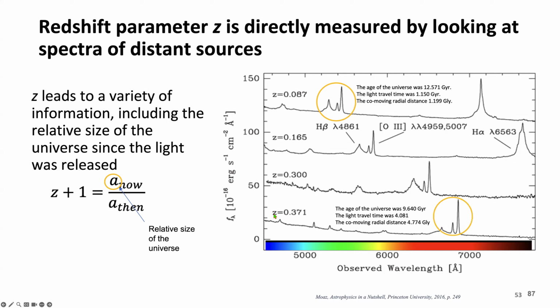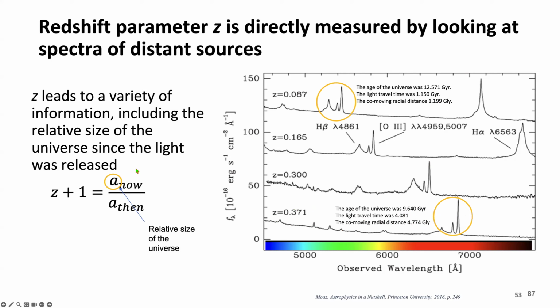Here's another example with a much higher redshift. This light was emitted when the universe was less than 10 billion years old. And that light traveled for 4 billion years. You see the sum of these two is essentially 13.8. And now this object is, since it's moving away from us, not 1.2 billion light years from us. It's 4.7 billion light years away from us now because of the expansion of the universe.